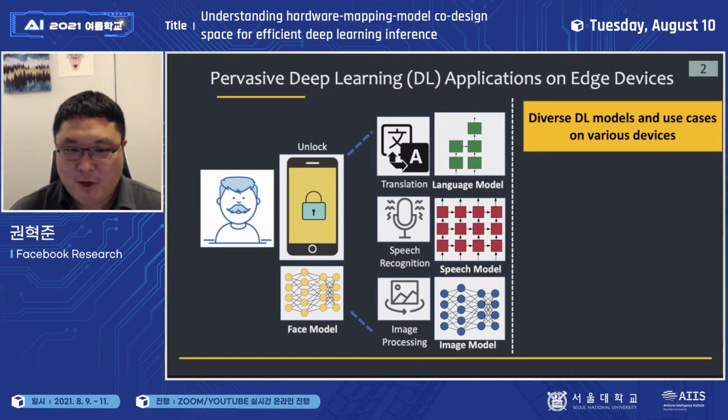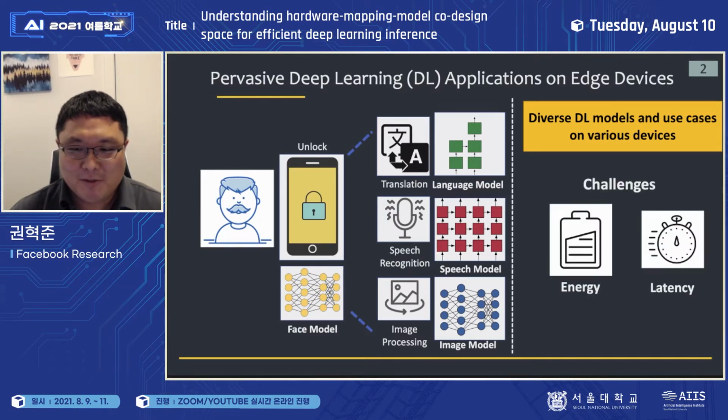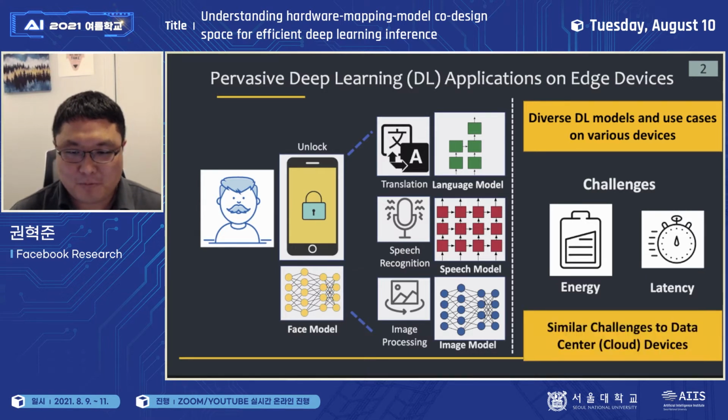But what are the challenges of running those deep learning applications on those devices? Mainly, we have two challenges, energy and latency. Why are they important? For energy, it is directly related to the battery life and also thermal dissipation. And also latency, we don't want the device to run very slowly. So this is directly related to the user experience. Similar challenges exist in data center or cloud devices as well. But in this talk, I'll focus on the edge device cases.